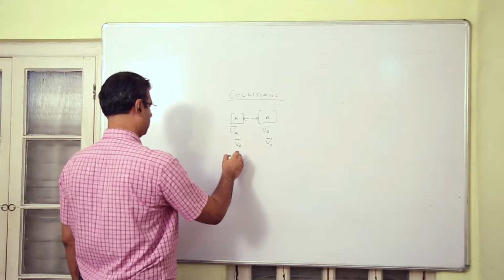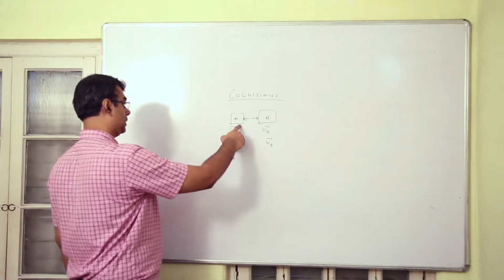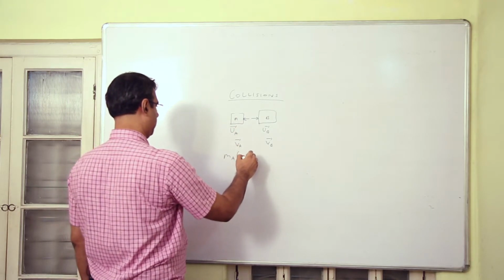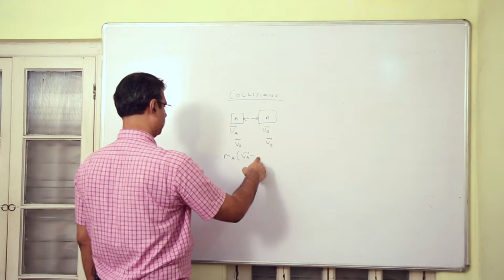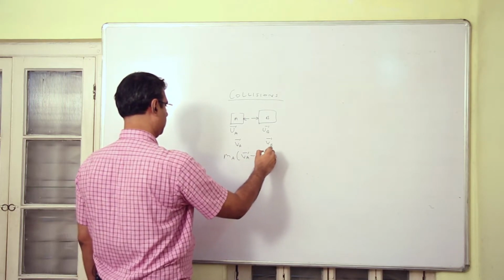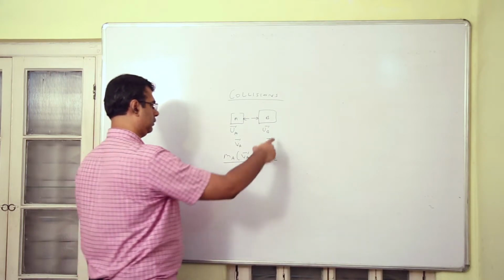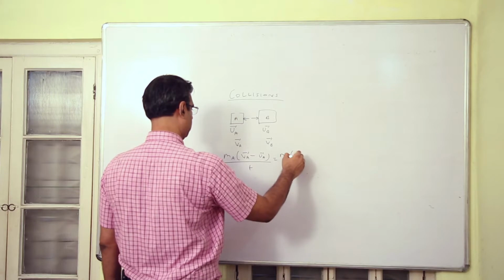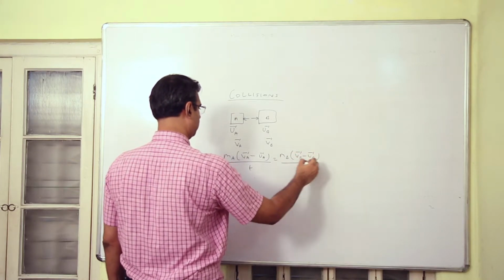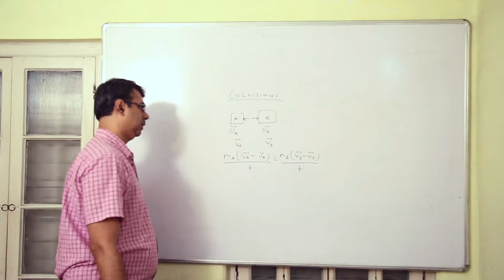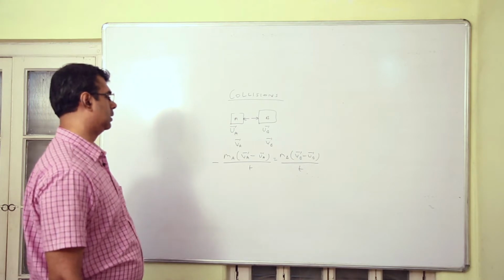Now the thing is that the force on, let us say, this body will be MA into VA minus UA by T, and the force on this body will be MB into VB minus UB by T, and these two forces will be equal and opposite.